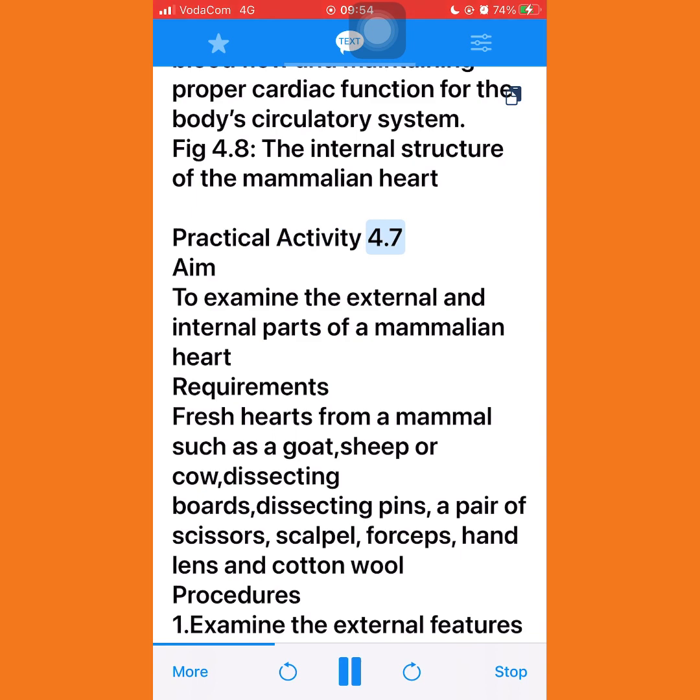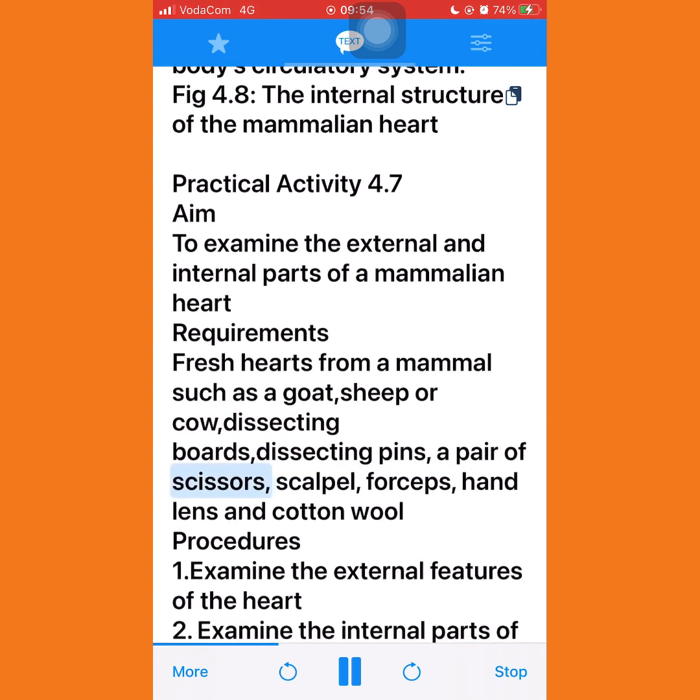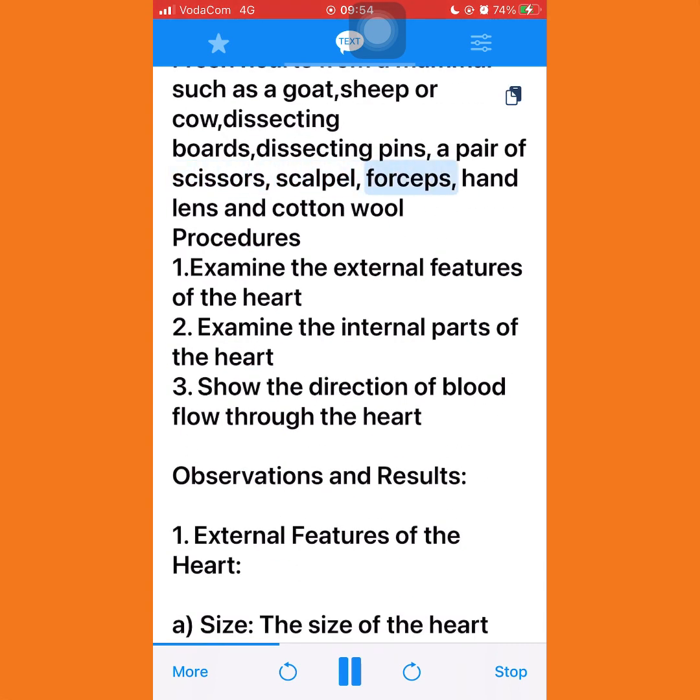Practical activity 4.7. Aim: to examine the external and internal parts of a mammalian heart. Requirements: fresh hearts from a mammal such as a goat, sheep or cow, dissecting boards, dissecting pins, a pair of scissors, scalpel, forceps, hand lens and cotton wool. Procedures: 1. Examine the external features of the heart. 2. Examine the internal parts of the heart. 3. Show the direction of blood flow through the heart.